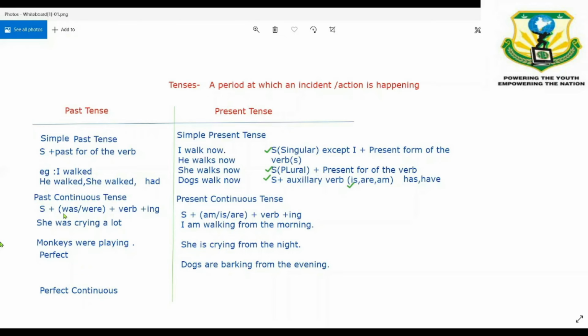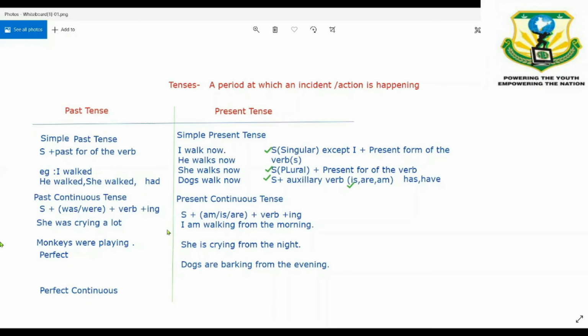And we also made a song, right? Subject plus am, is, are plus verb plus ing is always present continuous. Subject plus was and were plus verb plus ing is always past continuous. So we made this formula very easy. Wherever you find am, is, are plus verb plus ing, it is always present continuous, and wherever you find subject plus was and were plus verb plus ing, it is always past continuous, guys.